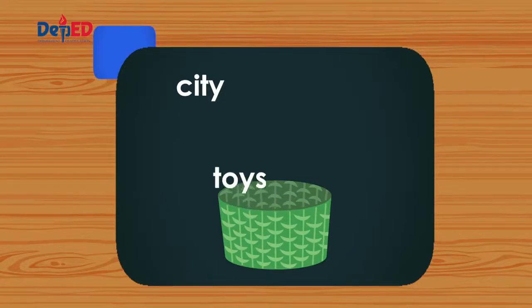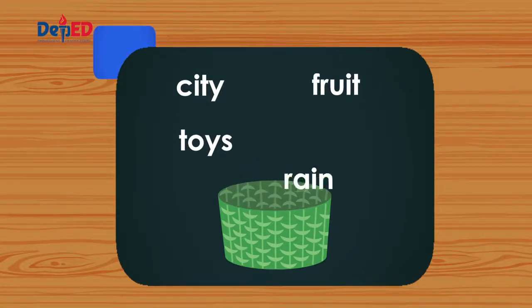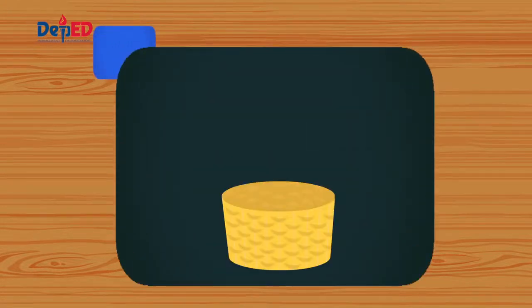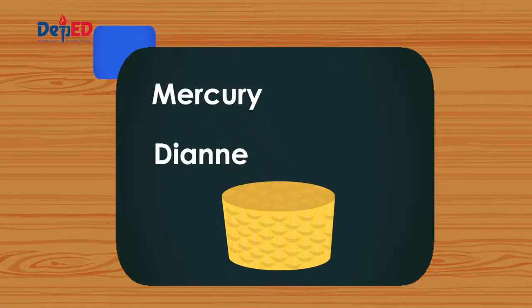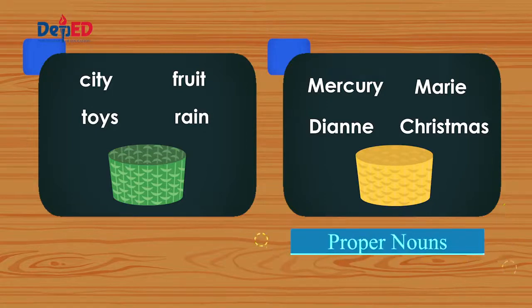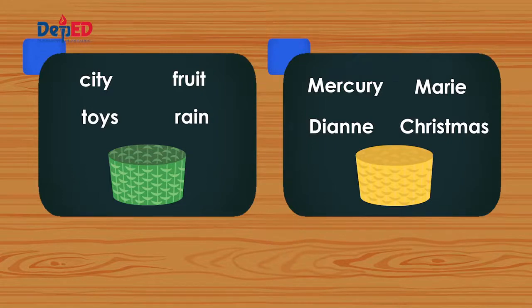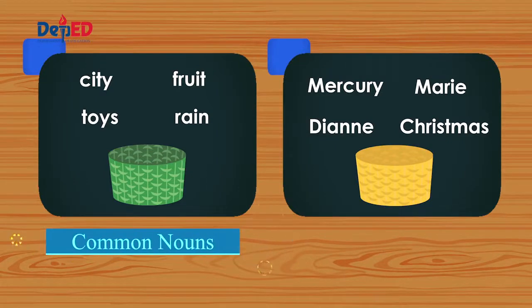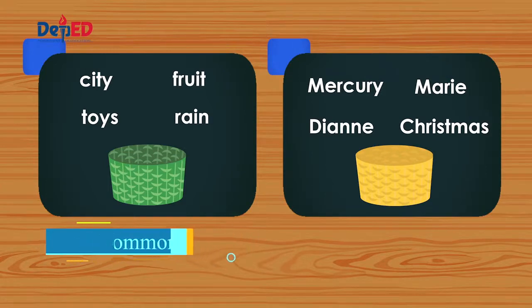Again, let's read the words from our green basket. City, toys, fruit, and rain. Let us also read the words from our yellow basket. Mercury, Diane, Marie, and Christmas. Nice reading, kids! Now, which of the two baskets contains the proper nouns? Yes, it's the yellow one. And the green basket contains what? Correct! It contains the common nouns.